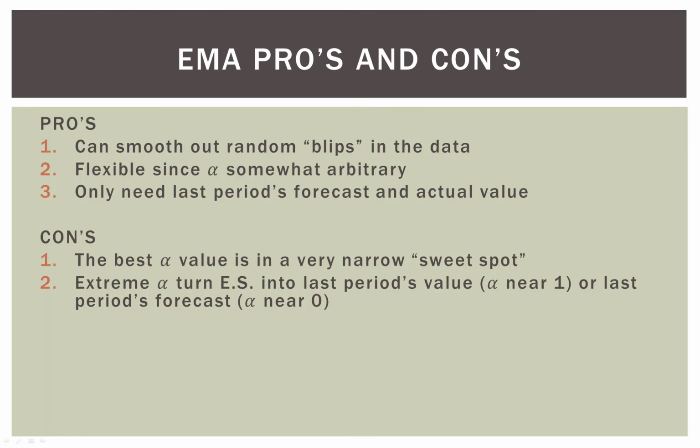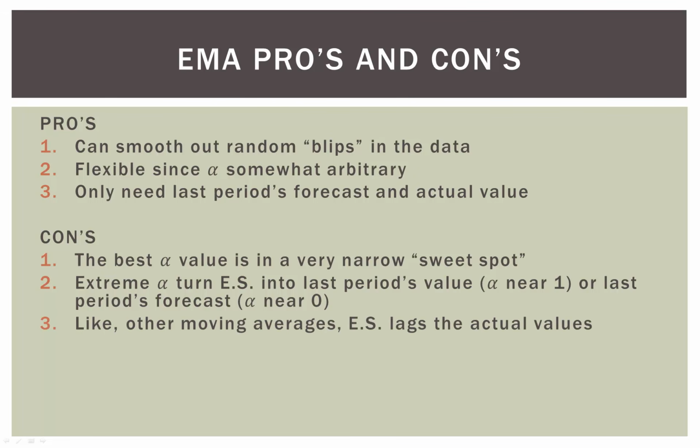So again, you've got to watch out for the extreme values of alpha, or you're just repeating last year's data or last year's forecast. Now, like other moving averages, the exponential smoothing, or the EMA, lags behind the actual values because it is using prior years' data and prior years' forecasts. Exponential smoothing is partially dependent on last period's forecast. That's at the core of what the EMA is doing: the forecasts over prior years are continually built into the next year's forecast.